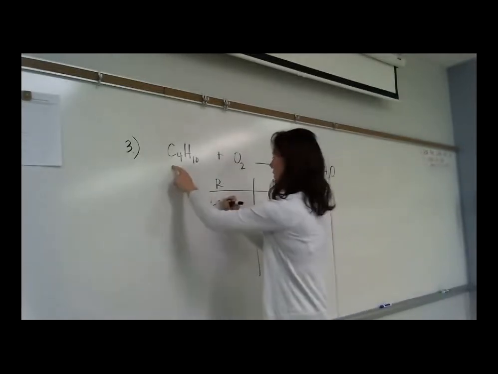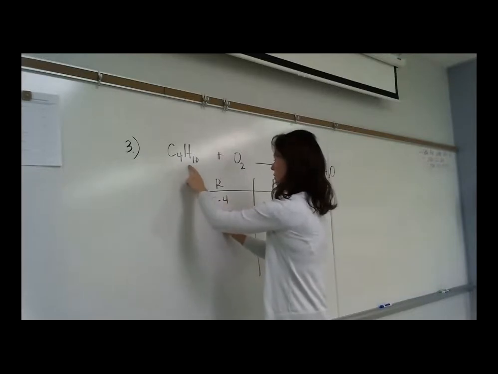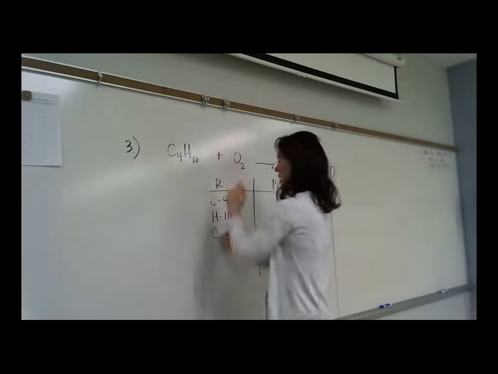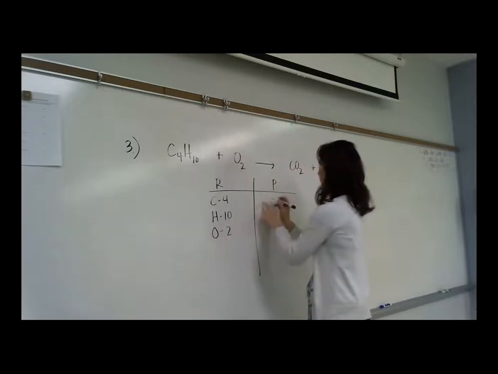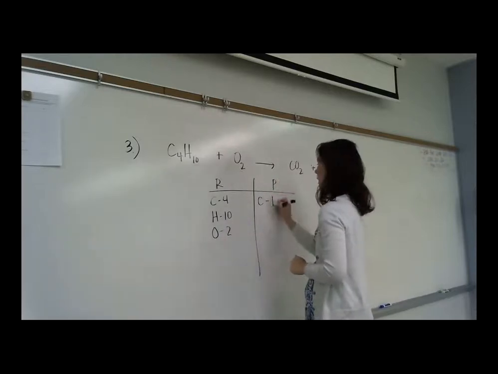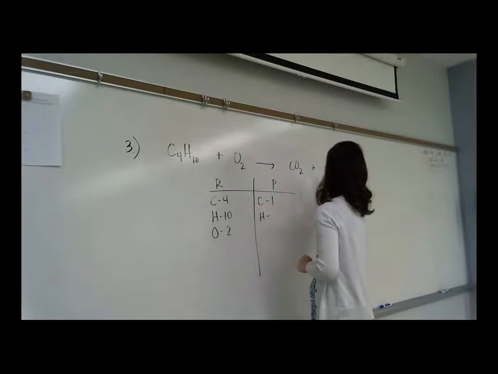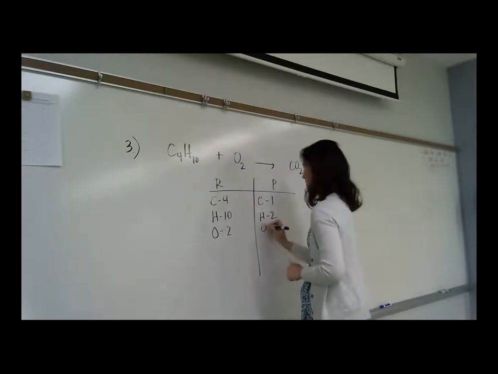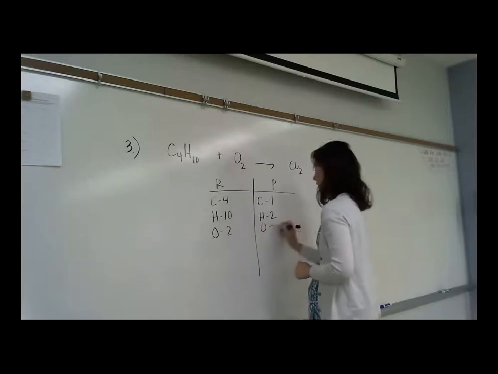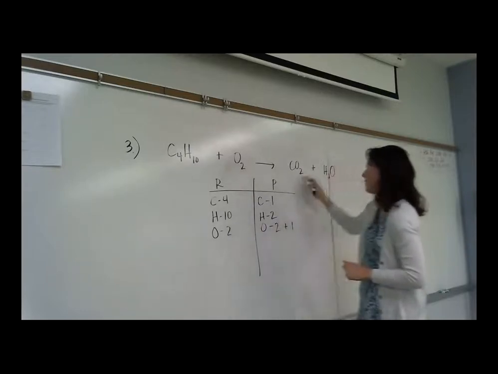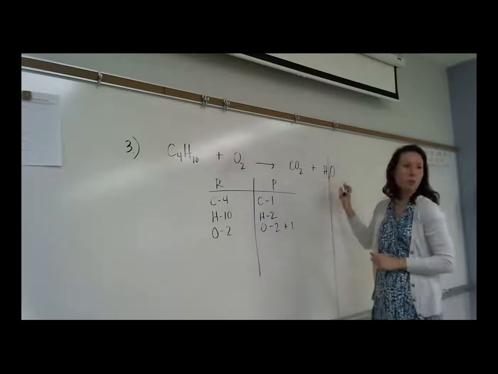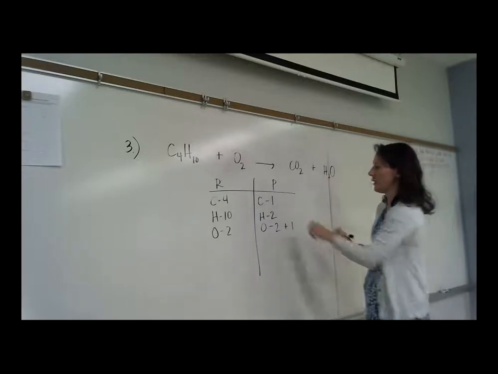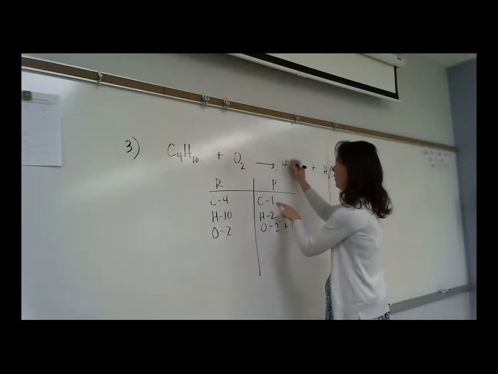All right, so carbon is 4, hydrogen is 10, oxygen is 2, and then over here, carbon is 1, hydrogen is 2. It's just sad. And oxygen is 2 plus 1, right? Because if the same element is in more than one substance, you have to split them up. So let's balance carbon. So we need a 4, right?